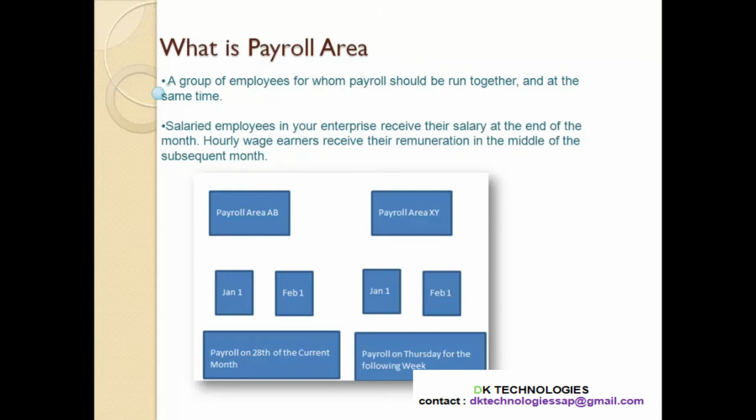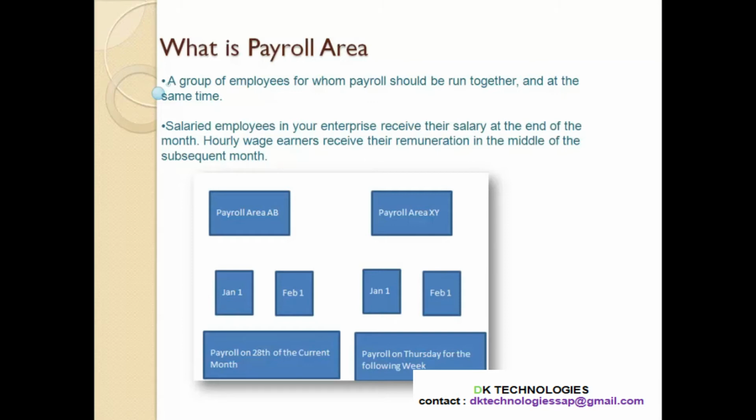For example, in my company there are 10 employees. Out of the 10 employees, 4 employees could be getting salary every week. The remaining 6 employees could be getting salary every month. So now there are 2 different groups of employees. So now it becomes 2 different payroll areas. So what is payroll area? It is grouping the employees for whom the payroll should be run together and at the same time. So this is payroll area.